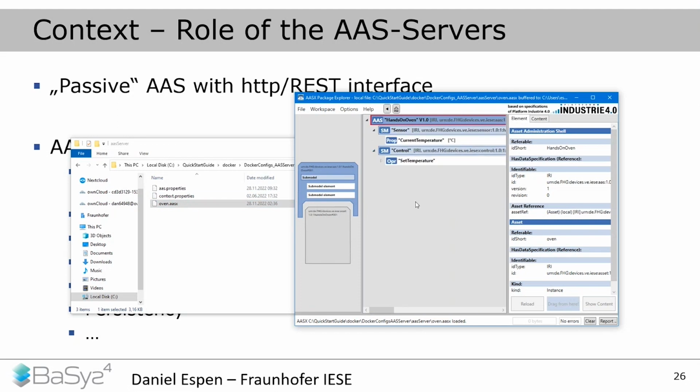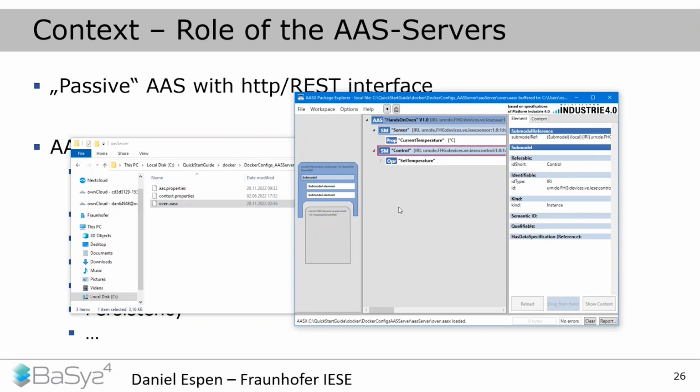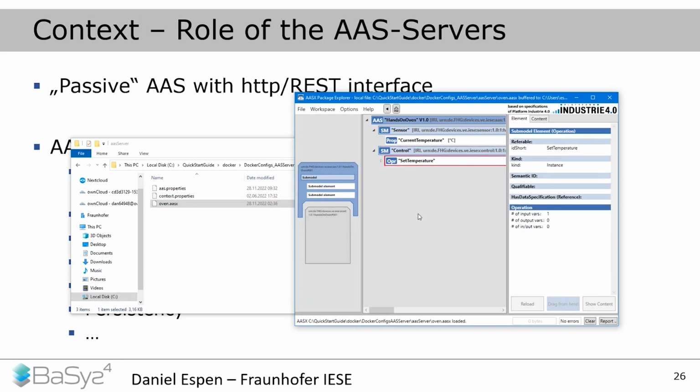For this quick start guide, I prepared a small asset administration shell that contains two very simple submodels, a sensor and a control submodel. The sensor submodel contains some data, current temperature, and in the control submodel there's an operation set temperature. In this example, I first want to just load it on the asset administration shell server. So how do I do this?